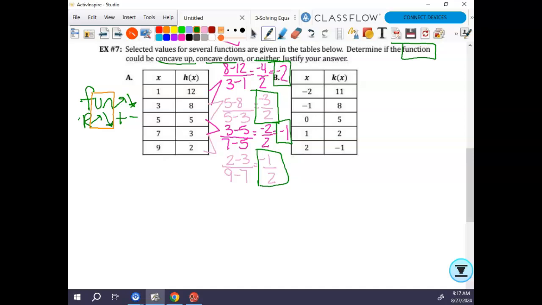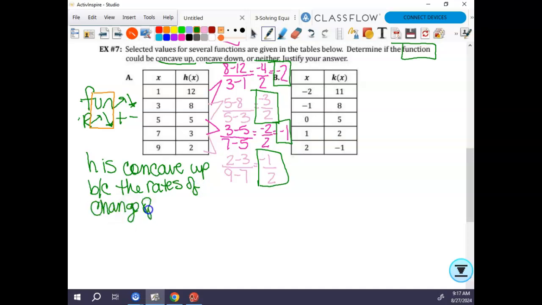So then I can answer this by saying H is, if they are increasing, what is H? Concave up or down? Up. H is concave up because the rates of change of H are increasing. And you want to make sure that these parts match, right?